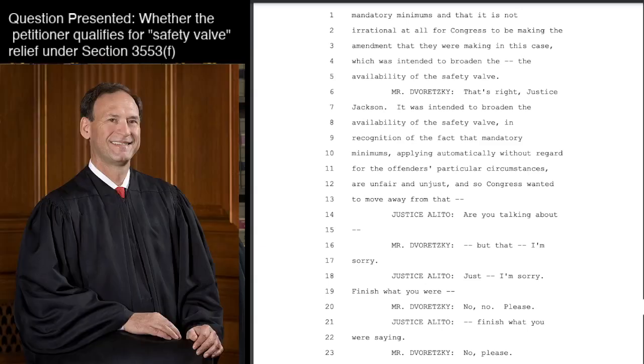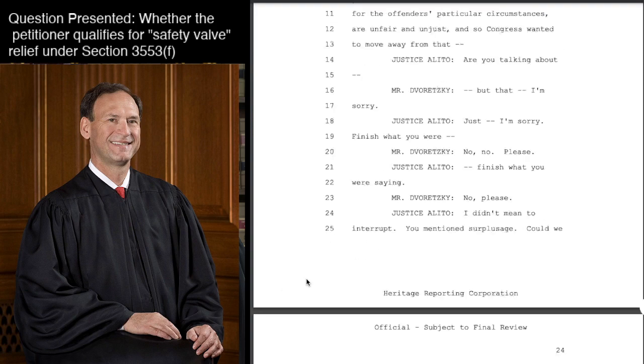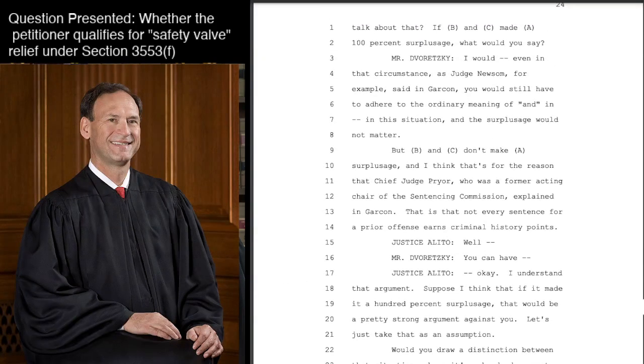You mentioned surplusage. Could we talk about that if B and C made A 100% surplusage? What would you say? Even in that circumstance, as Judge Newsom, for example, said in Garcon, you would still have to adhere to the ordinary meaning of "and" in this situation, and the surplusage would not matter. But B and C don't make A surplusage, and I think that's for the reason that Chief Judge Pryor, who was a former acting chair of the Sentencing Commission, explained in Garcon. That is that not every sentence for a prior offense earns criminal history points. You can have okay, I understand that argument.